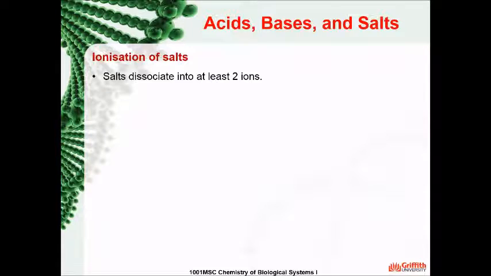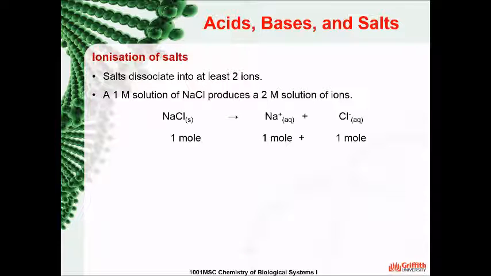Salts dissociate into at least two ions. For instance, a 1 molar solution of sodium chloride produces a 2 molar solution of ions according to the following reaction. 1 mole of NaCl gives 1 mole of sodium ions plus 1 mole of chloride ions.